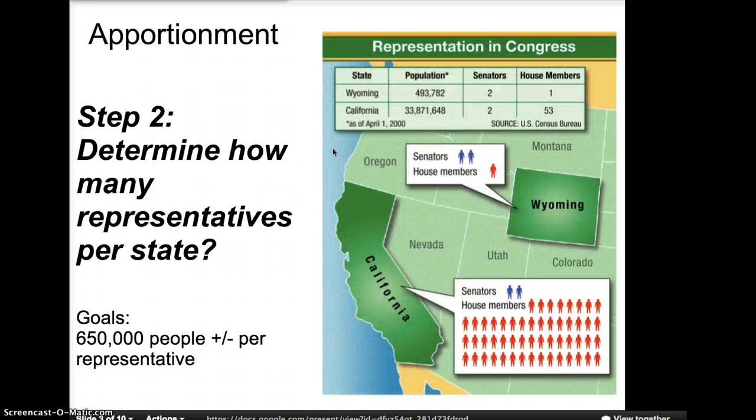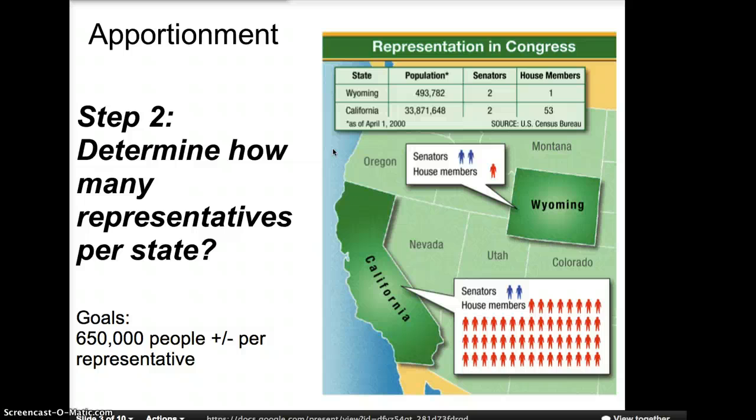Once the answers are back, as far as the legislative branch of the government goes, the next thing we have to do is literally called apportionment. That means determining how many people are in each state so that you can determine how many representatives you have. The goal right now is to have approximately 650,000 people per representative.